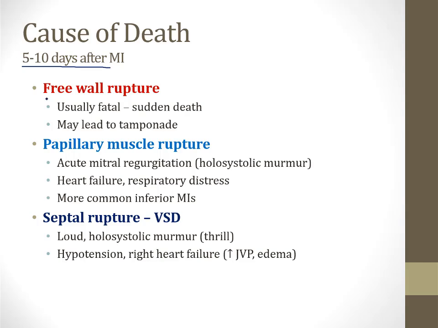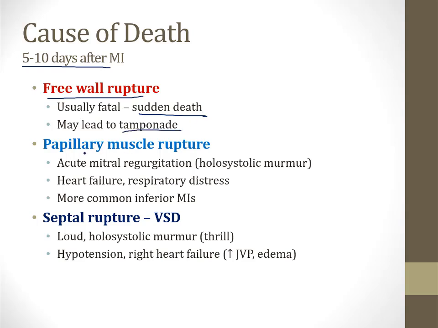The first one is free wall rupture. This is rupture of one of the walls of the left ventricle. This is usually a fatal complication of myocardial infarction. It leads to sudden death. In rare cases, it can lead to blood surrounding the heart in the pericardium and therefore can cause tamponade.